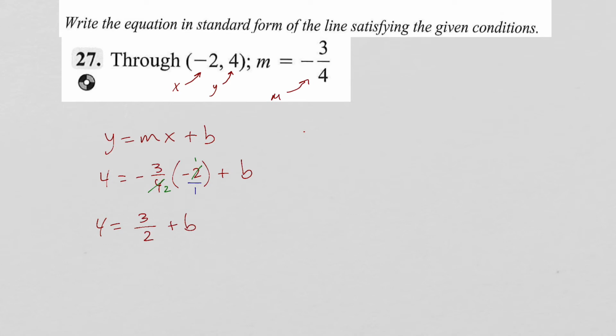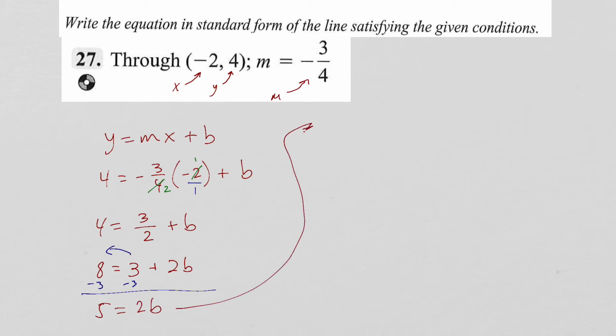Now I personally don't like fractions, so I'm going to multiply each of these by 2. So I'll get 8 is equal to 3, because the 2's cancel, plus 2b. And then I'm going to move the 3 over by subtracting it, and we'll get 5 is equal to 2b. Let's bring this all the way up over here, and we'll divide by 2, and we're going to get b is equal to 5/2.